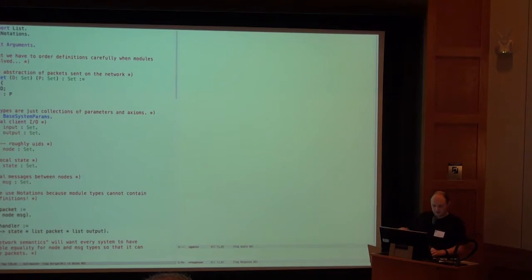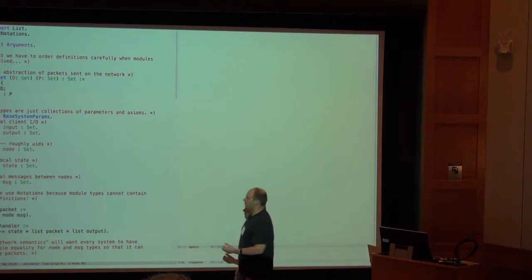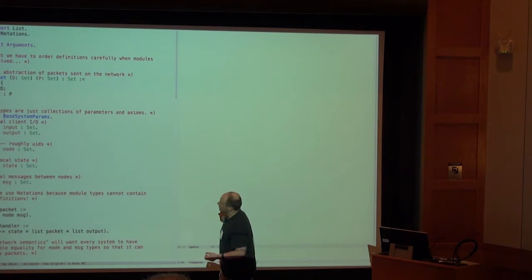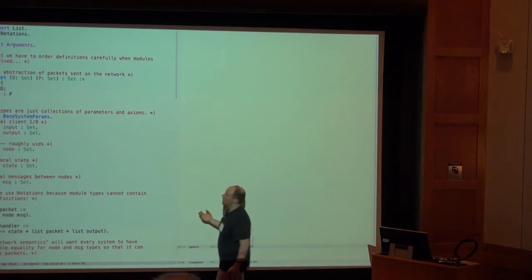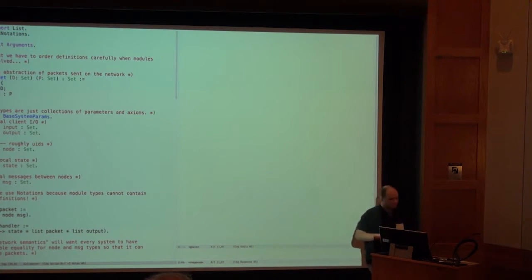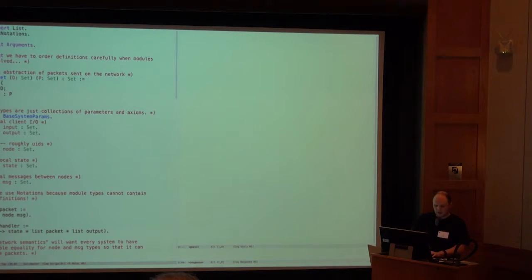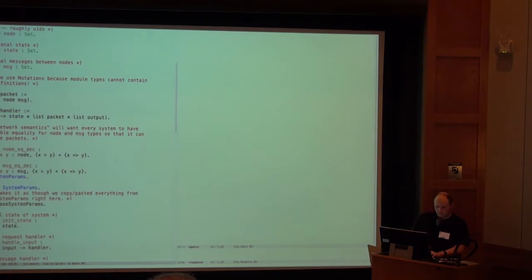OK, and so that's it, really, for the core of a system in terms of the main types, right? So we have some input and output type. We have some type of nodes. We have states. We have messages, packets, and handlers.